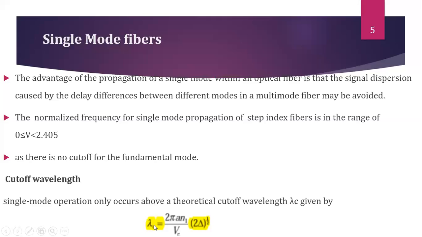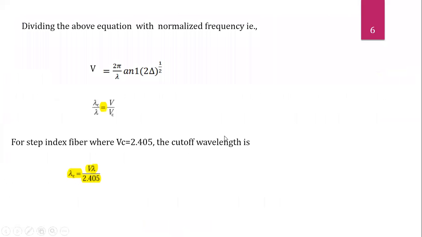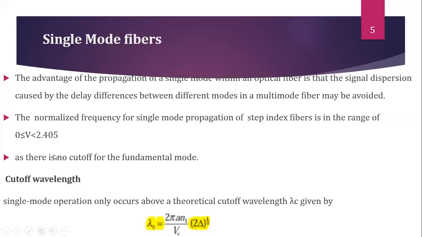Here the value is lambda c is equal to 2 pi a n1 divided by Vc into 2 delta the whole power 1 by 2. So from where we got this value? We have found out the value of normalized frequency, right? V is equal to 2 pi over lambda into a n1 2 delta the whole power 1 by 2. Instead of V, we are substituting the value Vc.